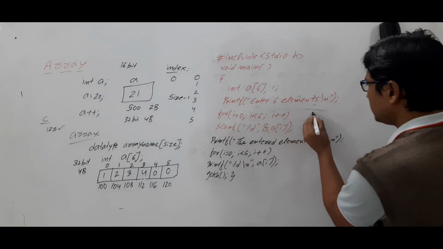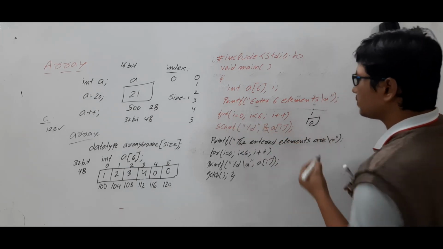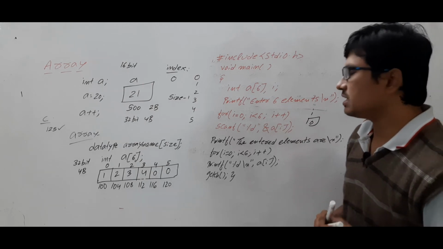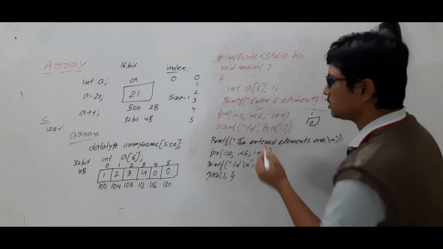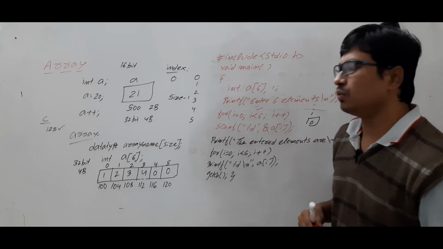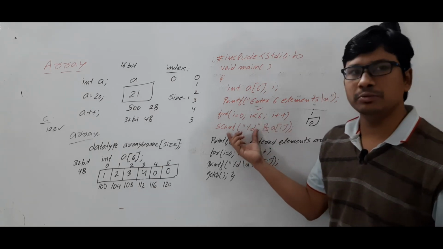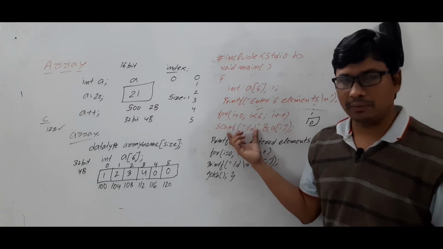Okay, now initially i value is 0. That's good. Now, i is less than 6. Is 0 less than 6 or not? Yes, this condition is true. If this condition is true, the statements which are there in the for loop need to be executed. Am I right or wrong?